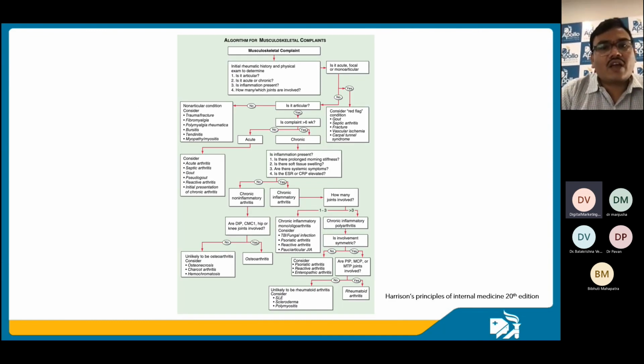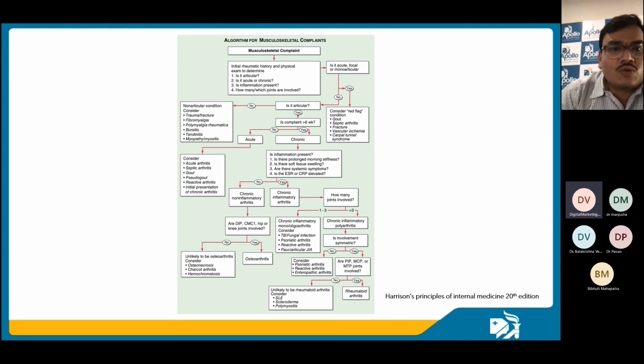So for conclusion, I would like to take the help of this excellent flowchart given in Harrison, where if the patient has any musculoskeletal complaint, the first four questions we'll ask are whether it is articular, whether it is acute or chronic, whether there are signs of inflammation, and how many joints are involved. These are the four questions we'll ask, and then we'll go to the next step. Is it acute, focal, or monoarticular? If it is monoarticular, if your answer is yes, then you have to consider your differentials as gout, septic arthritis, and vascular ischemia or carpal tunnel syndrome.